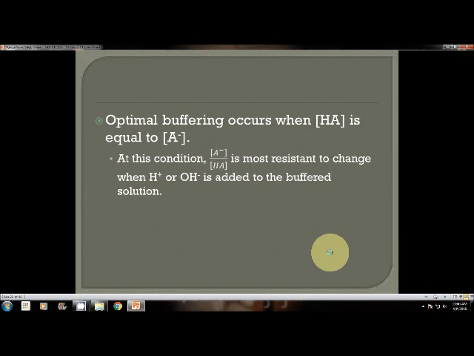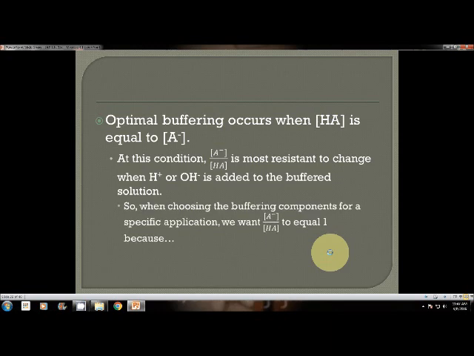So optimal buffering occurs when the concentration of the acid is equal to the concentration of the conjugate base, like we had just now in our example. At this condition, the solution is most resistant to change when we add hydrogen ions, the protons, or the hydroxide ions. So when choosing the buffering components for a specific application, we want to pick the one that has the ratio equaling 1.